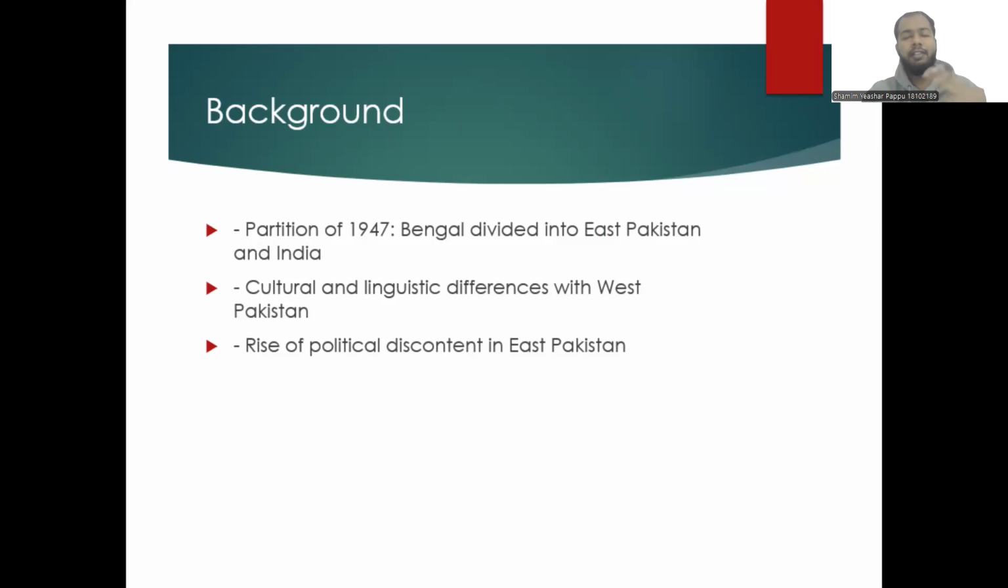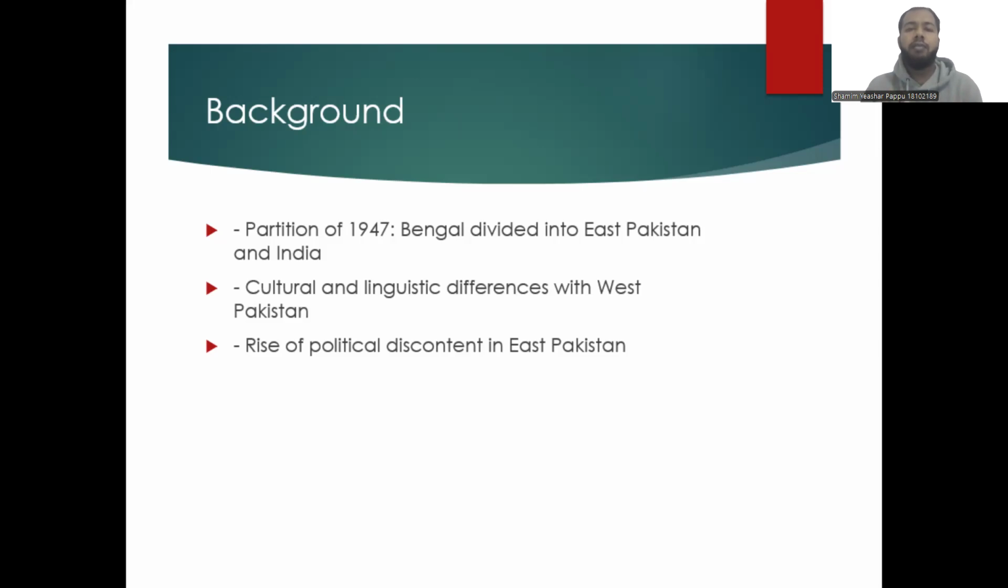In the first point, I have made the partition of 1947, when Bengal was divided into East Pakistan and India. Most people who have knowledge about geopolitical aspects of world maps get to know about the division of India and Pakistan. The British rulers in 1947 divided these two countries based on religion and ethnicity. People who were Muslim became part of Pakistan, and those who believed in Hinduism became part of India.